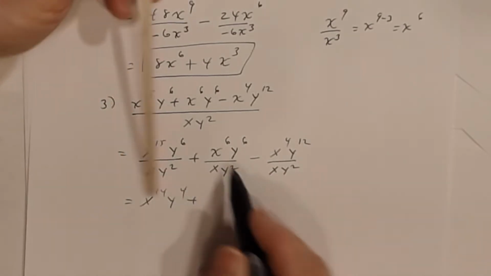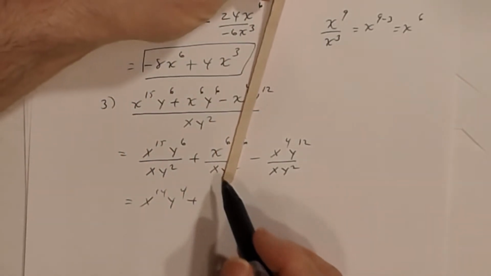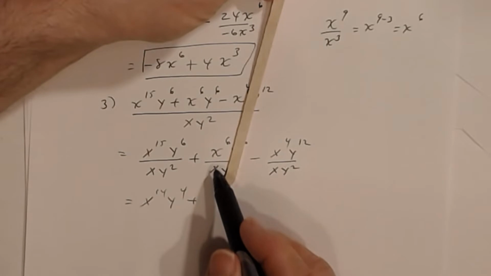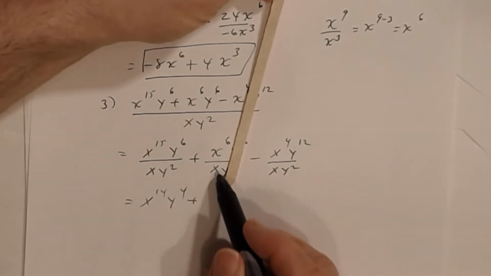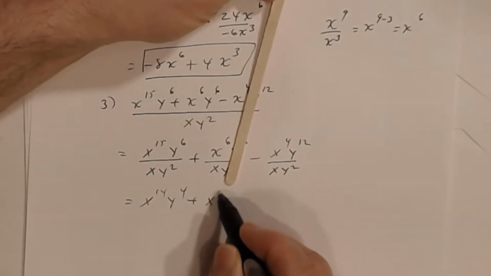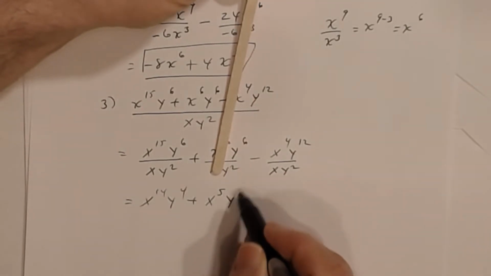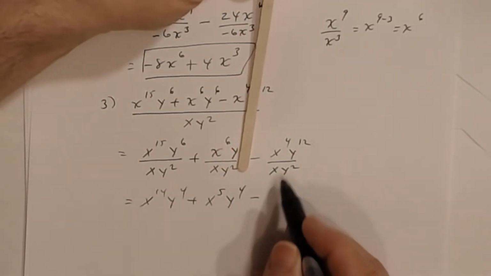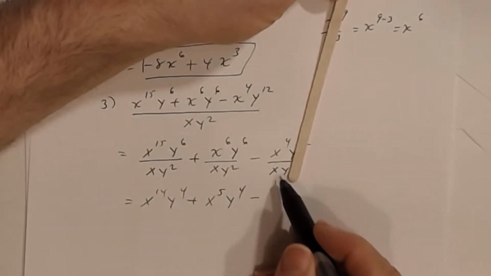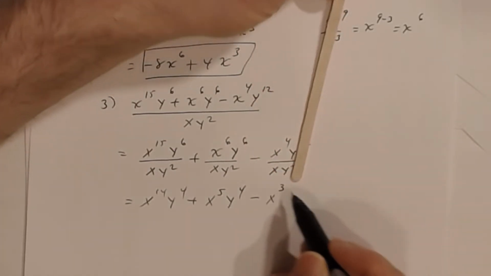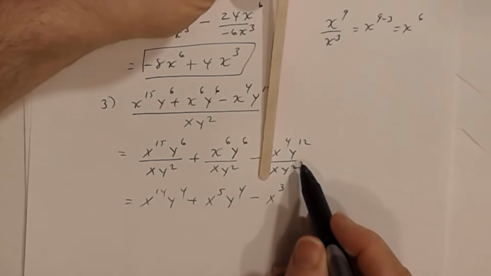Plus, do the same thing. Cover up the y's, so you have the x's that are showing. X to the 6th divided by x is x to the 5th. Y to the 6th divided by y squared is y to the 4th. Minus, same thing. X to the 4th divided by x is x to the 3rd. And then cover this up.